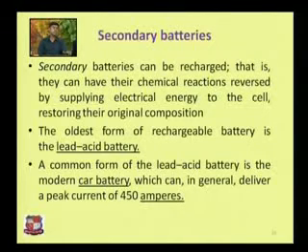The oldest form of rechargeable battery is the lead acid battery. A common form of lead acid battery is the modern car battery, which can in general deliver a peak current of 450 amperes. If you see a car, it undergoes various changes, like shocks and vibrations. So in those conditions we need a battery which is durable and reliable. So the lead acid battery is used in modern car systems.